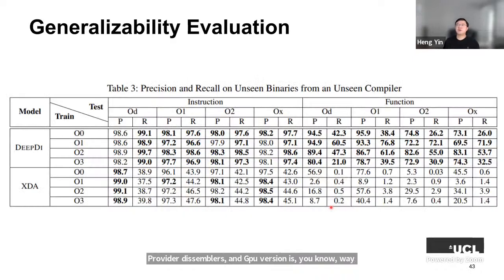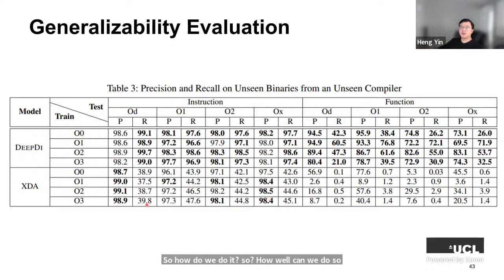So let's look at the generalizability evaluation. Of course, accuracy is always good, right? But we have to challenge this model on how general it is when you see previously unseen binaries from an unseen compiler. So how do we do it? So how well can we do?